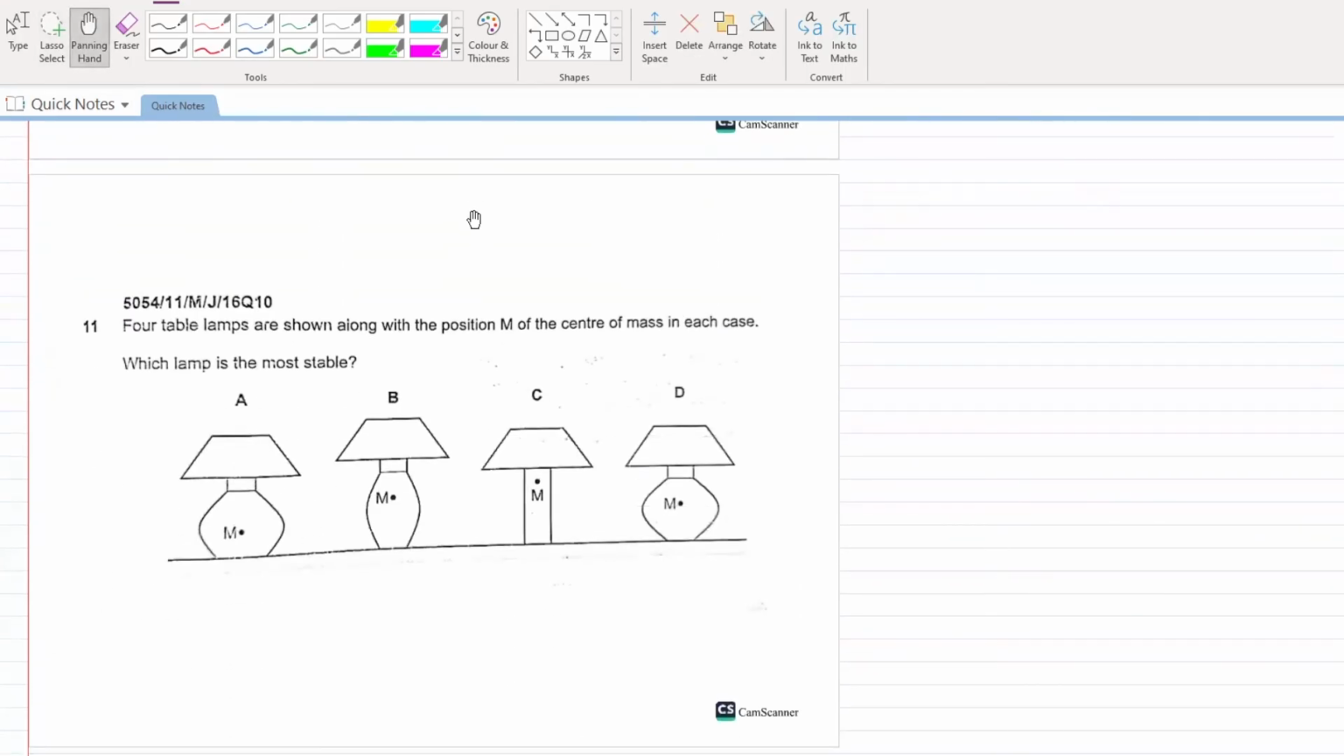Four table lamps are shown along with the position M of the center of mass in each case. Which lamp is the most stable? The lamp with the lowest center of mass. A is your answer. So this marks the end of MCQs for forces.